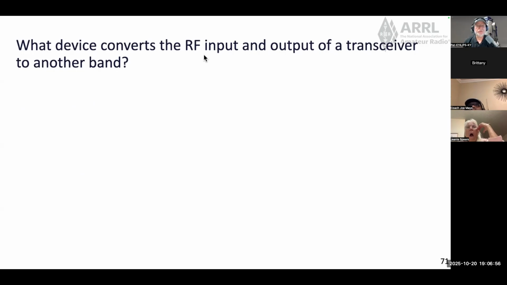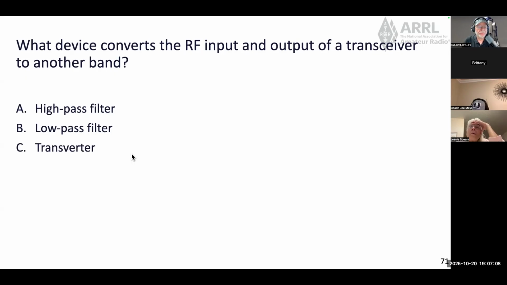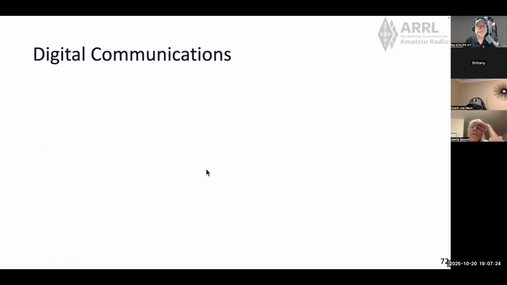What device converts the RF input and output of a transceiver to another band? We talked about that, and it was that weird word. It's not a high pass filter. It's not a low pass filter. It's the transverter. So it converts a radio so that it can receive another band, or is it a phase converter? So the only one there that would be correct is C, the transverter.